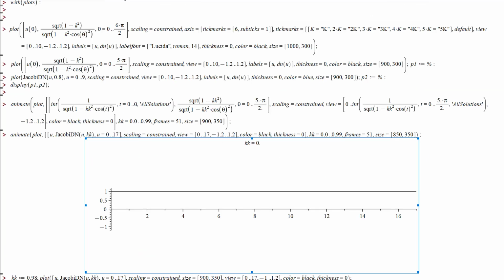And here's dn u. So at k equals 0, it's 1. And as k gets bigger, notice it's r over a, so it's always going to be positively valued. But it converges to, what does it converge to? Hyperbolic secant as well.